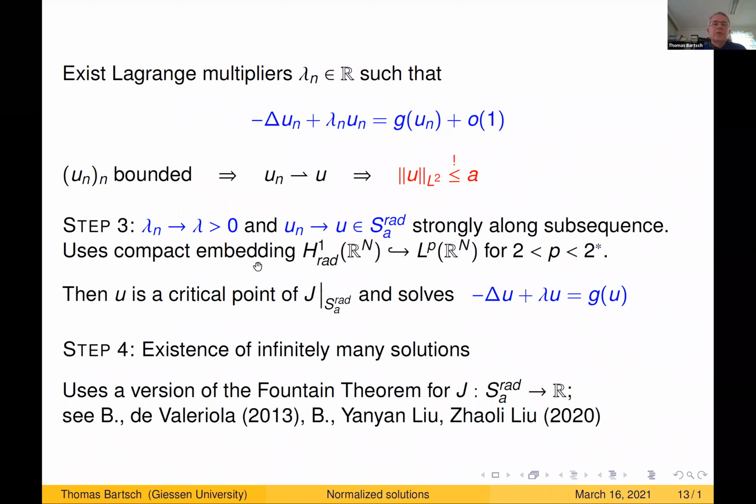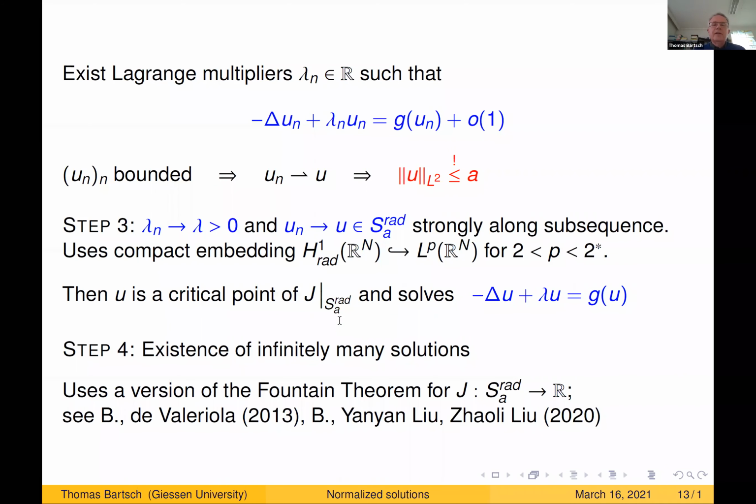And this argument, of course, uses the compact embedding of H1 radial functions into Lp for p between 2 and 2 star. And so you have a critical point of the constraint functional and a solution of your problem with the prescribed L2 norm being equal to A.